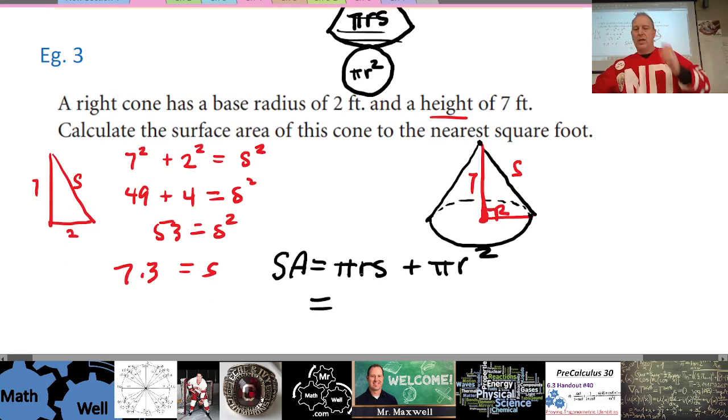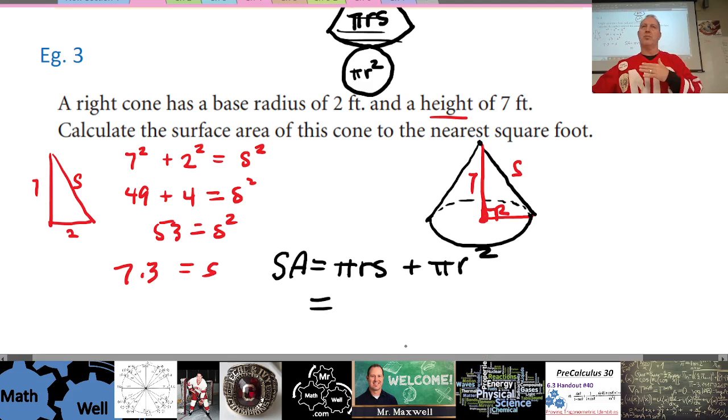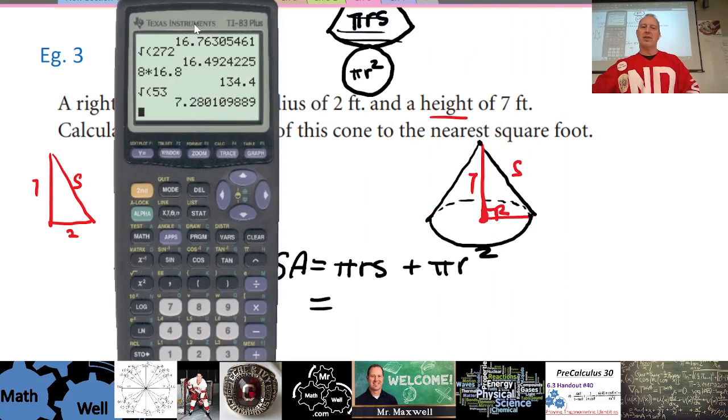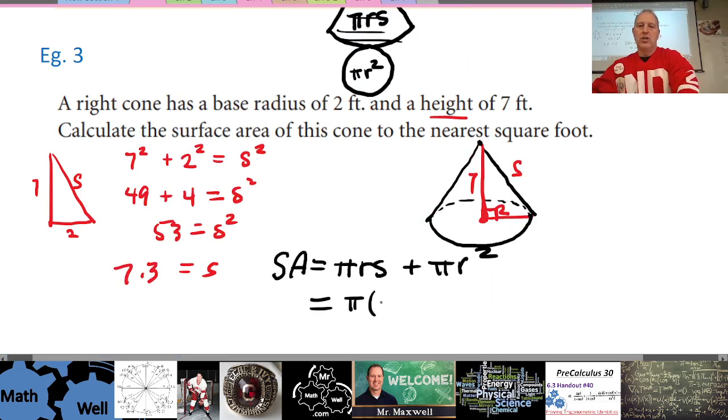Now, I don't want you just to use 3.14 as pi anymore. You all have scientific calculators. I want you to use your pi button on your calculator. If you find yourself without a scientific calculator, the minimum number of decimal places you have to use here to get a right answer is 3.14159. Okay? But everybody with a scientific calculator should have a pi button. So pi times r, which is 2, times s, which is 7.3, plus pi times r, which is 2, that's squared.